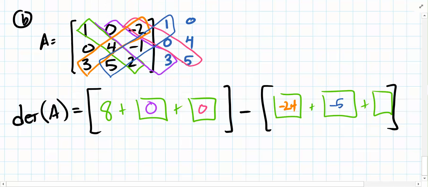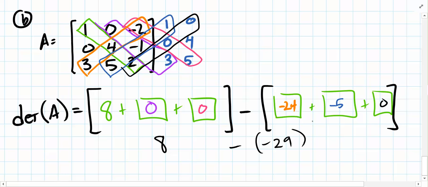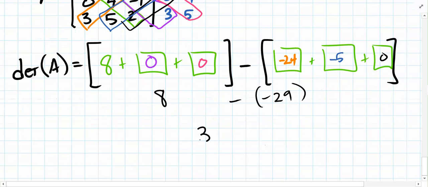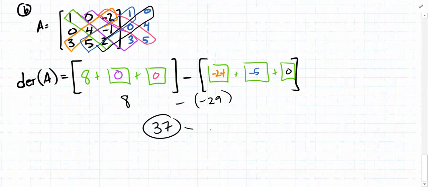So it looks like this is the number 8 minus this is the number negative 29. So I'm thinking that that's the number 37. So 37 is the number that we can associate to matrix number A. 37 is the determinant. Please go ahead and check it on your calculator right now.